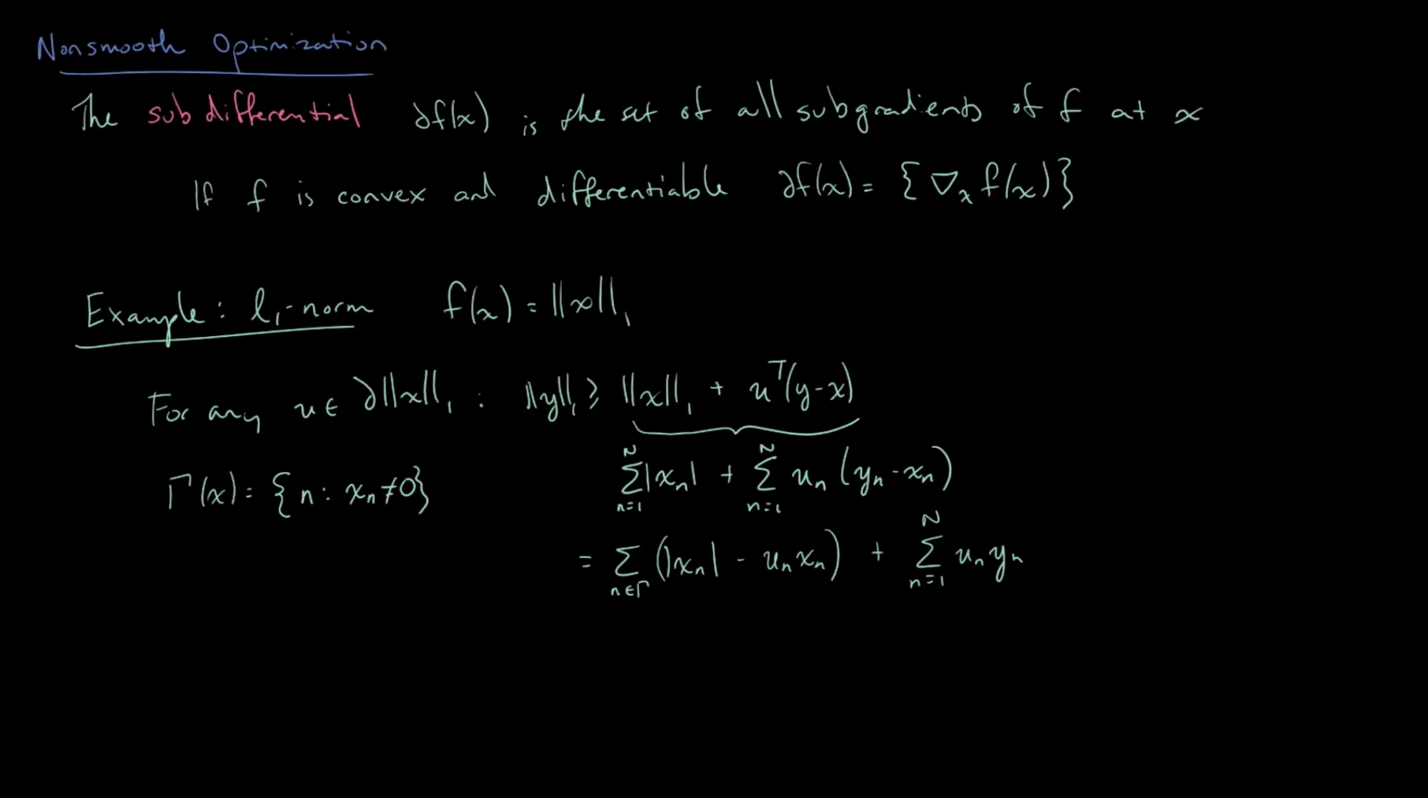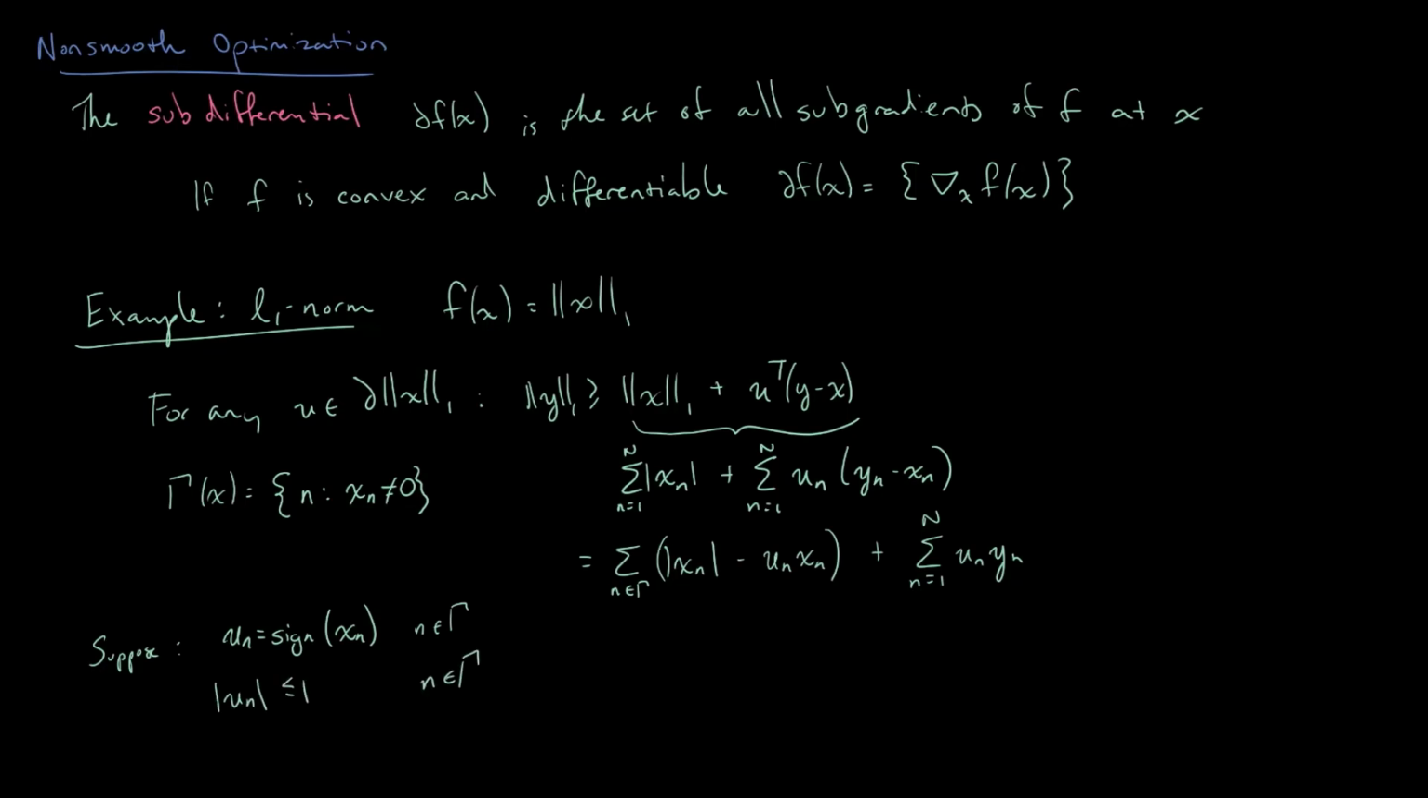For what u will this right-hand side actually be less than the L1 norm of y? Well, suppose that u_n is constructed as follows, so that u_n is equal to the sign of x_n when n is in gamma. So it's either plus or minus 1, depending on whether or not x_n is positive or negative. And whenever n is not in gamma, so when x_n is equal to 0, we can just take u_n to be anything with magnitude less than or equal to 1.